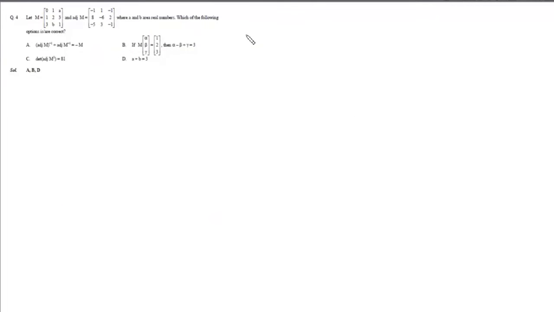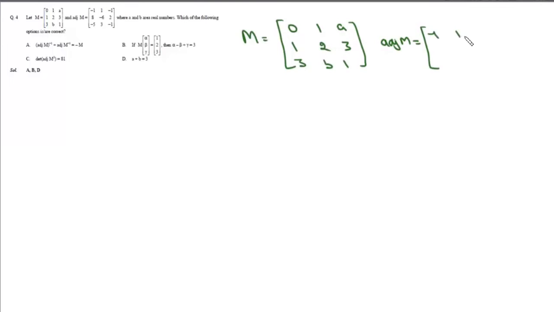Now here the question is, we are given this matrix M, which is [0, 1, A; 1, 2, 3; 3, B, 1], and we are given the adjoint of M as [minus 1, 1, minus 1; 8, minus 6, 2; minus 5, 3, minus 1], then which of the following options is or are correct?